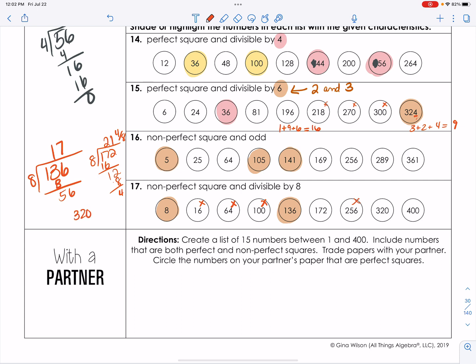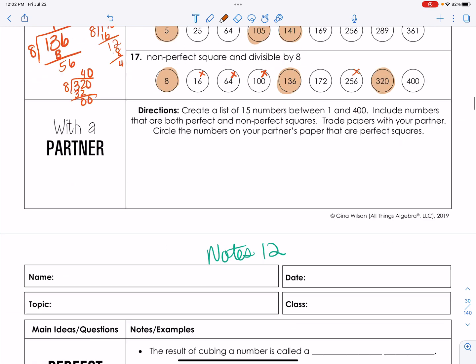320, I'm going to see if 320 is divisible by 8. I believe it is. 40, yep. So I'm shading that guy. And 400 is a perfect square. Okay, so these are perfect squares.